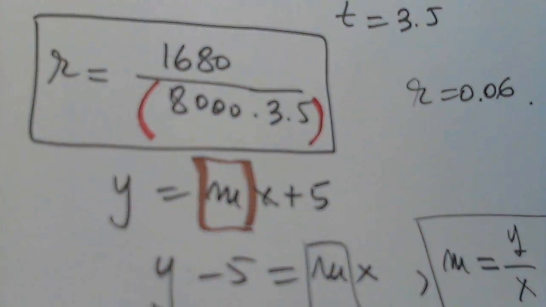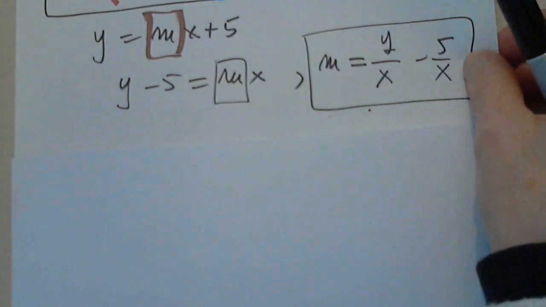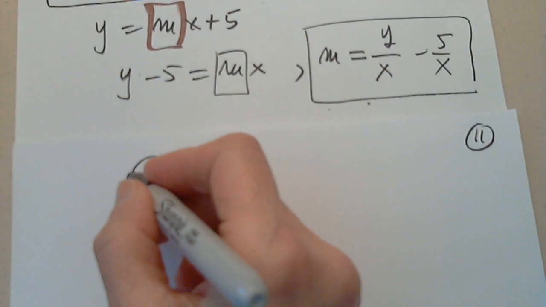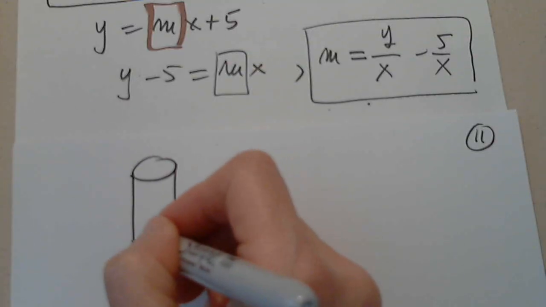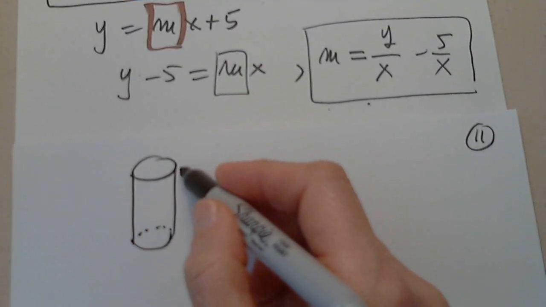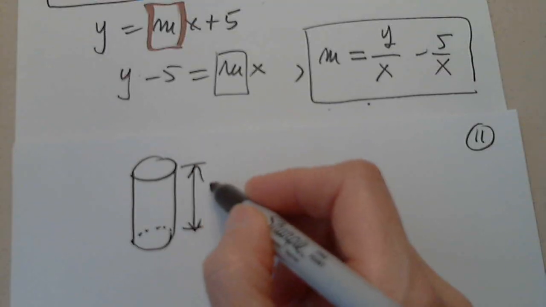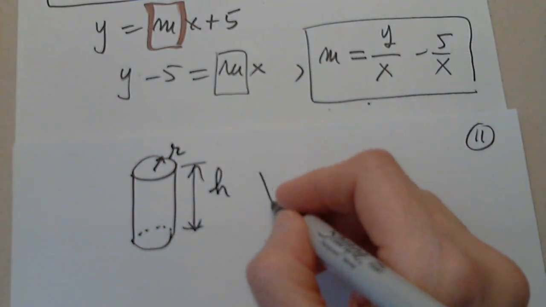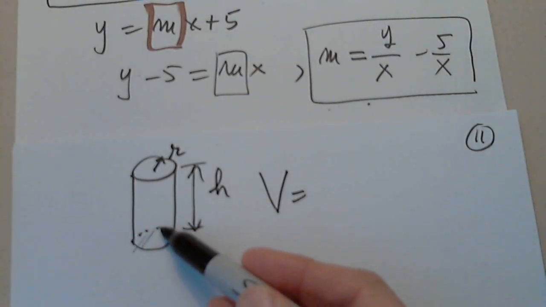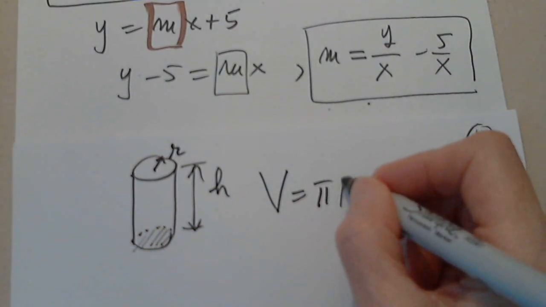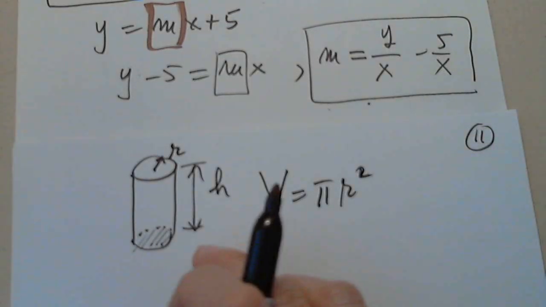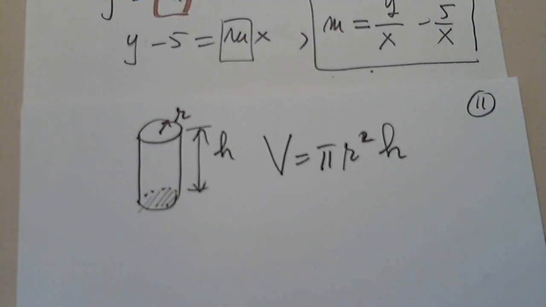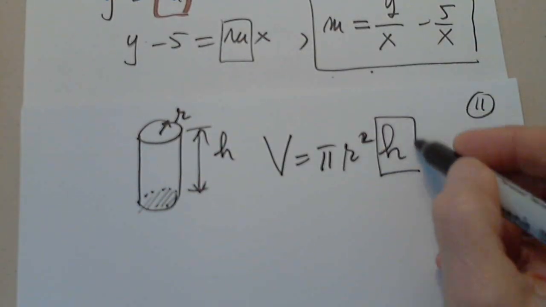Good. Let's talk about the volume of a cylinder now. Here's a cylinder. So this is the height of the cylinder. This is the radius. And the volume of the cylinder is the area of this circle, which we know is pi r squared, we just talked about it, multiplied by the height. They're asking us to solve for the height.